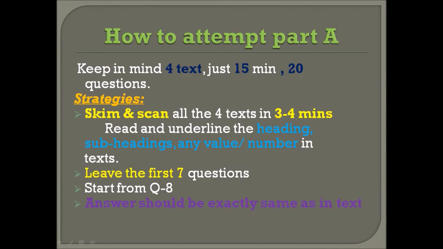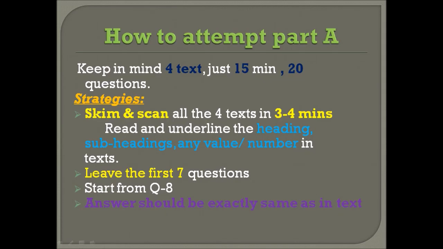Okay, so let's discuss some strategies for how to attempt part A. When you are going to attempt part A, keep in mind 4 texts, 15 minutes, 20 questions. Always keep in mind these 3 things. The most important strategy for part A is skim and scan. As you know, there are only 15 minutes and there are 4 texts, so you can't read the whole text in detail in these 15 minutes. So just skim and scan. That is a very good strategy for part A.